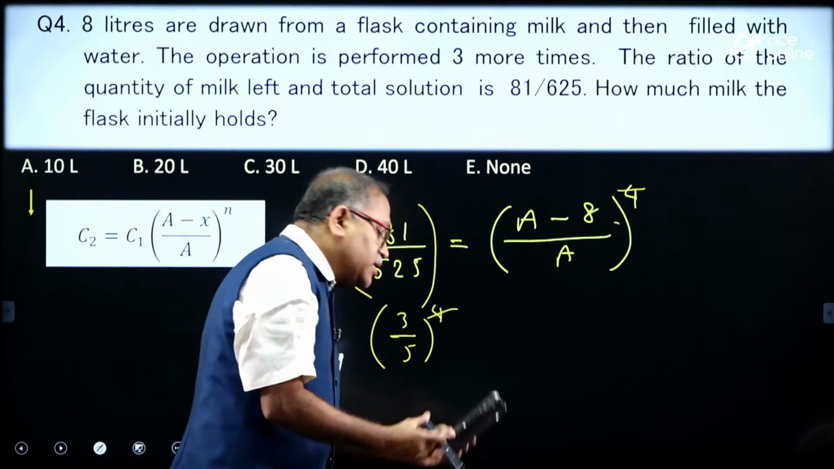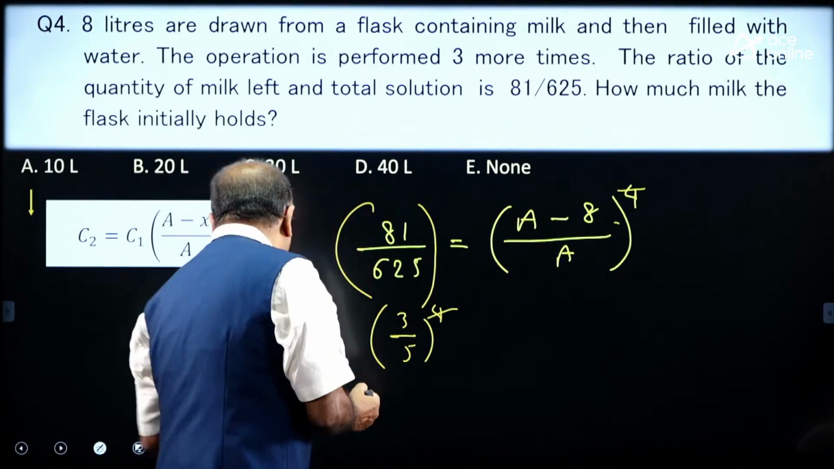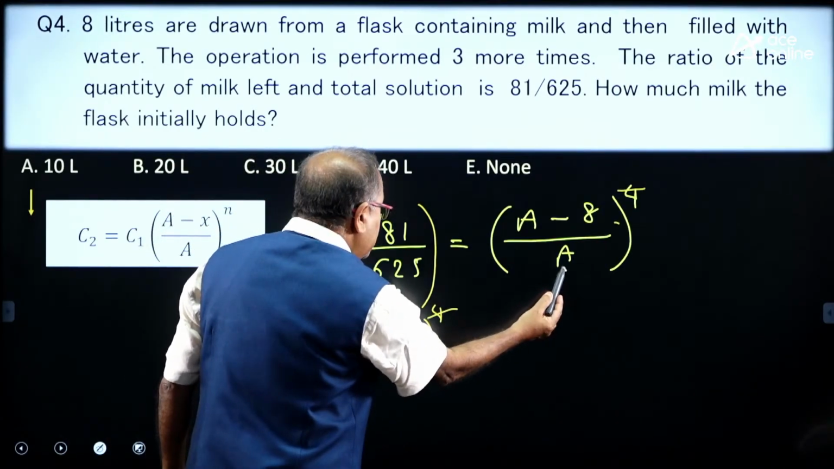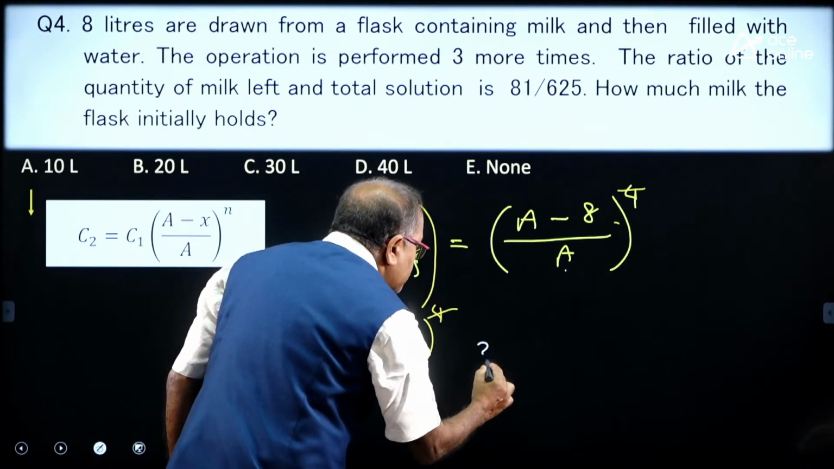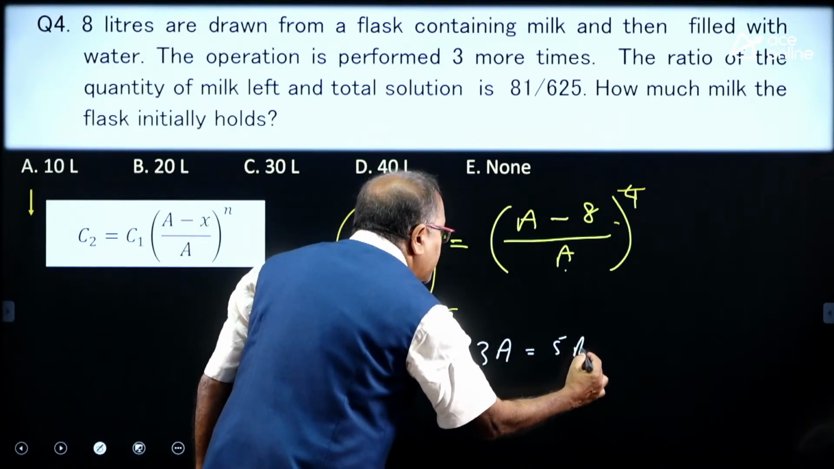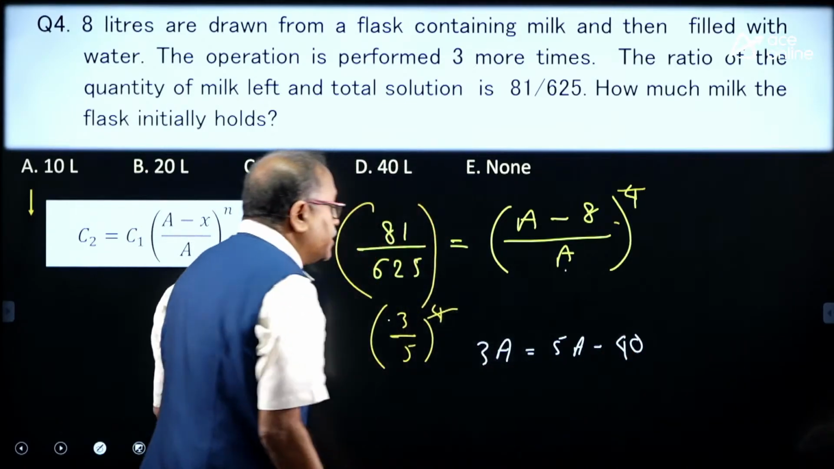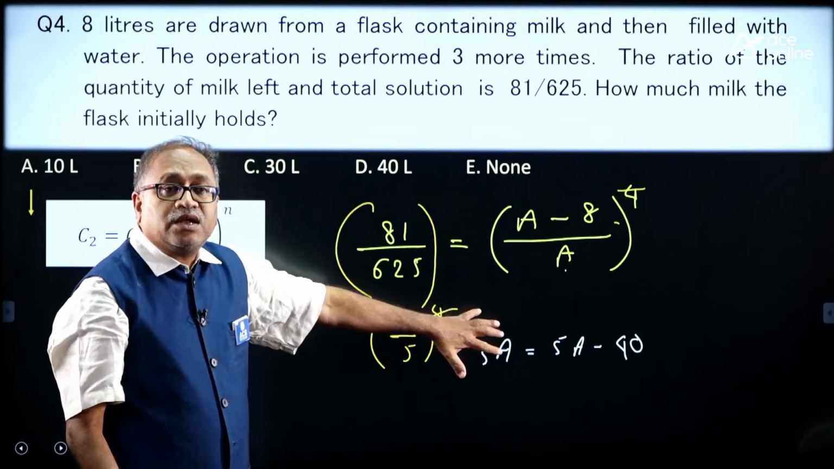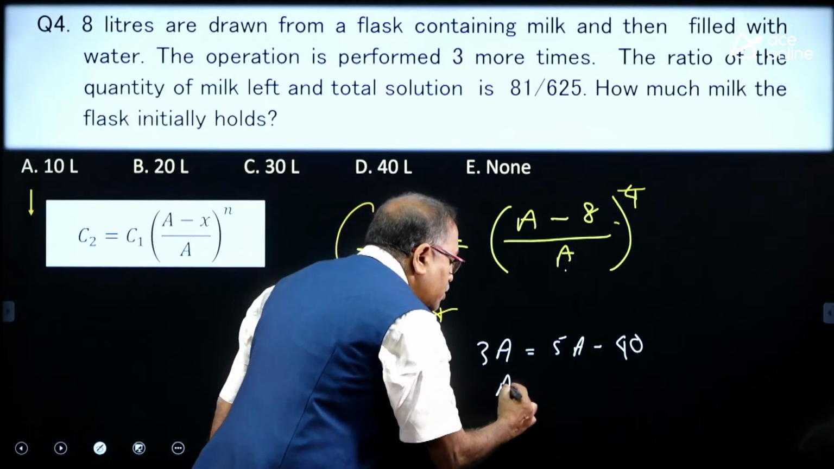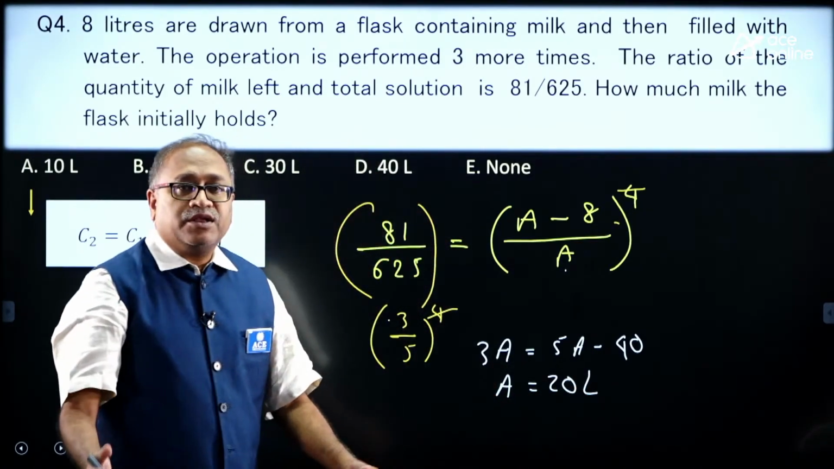So, now I can expect the answer. Okay, I am solving it now. So this is 3A equal to 5A minus 5 times 8, which is 40. You notice that 2A is equal to 40, A is equal to 20. So, initially it was how much? 20 liters.